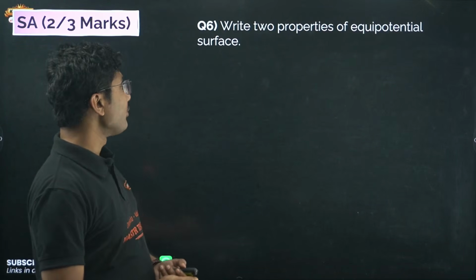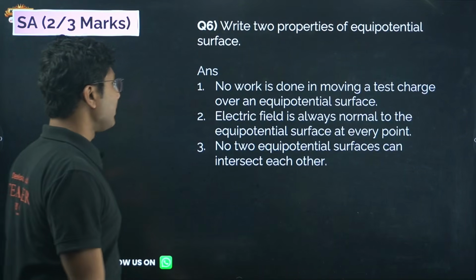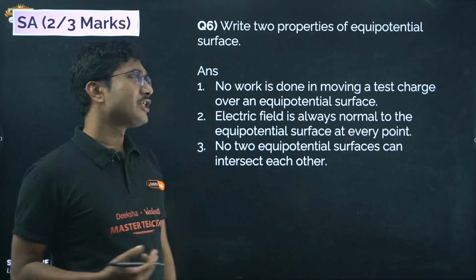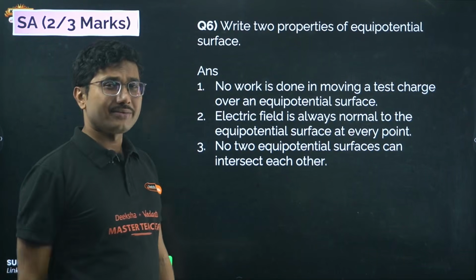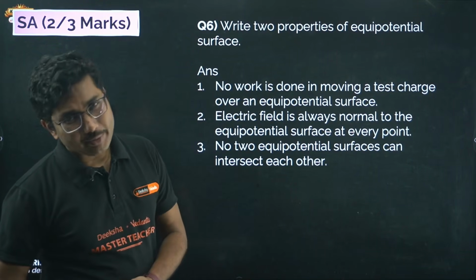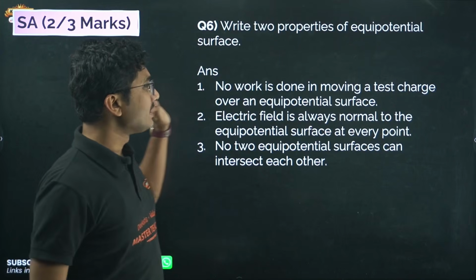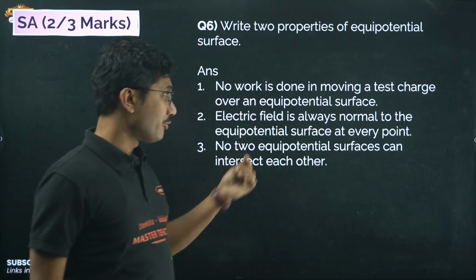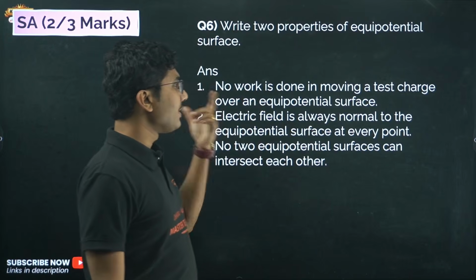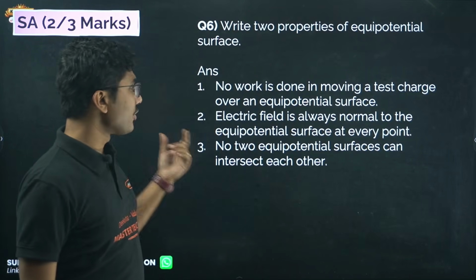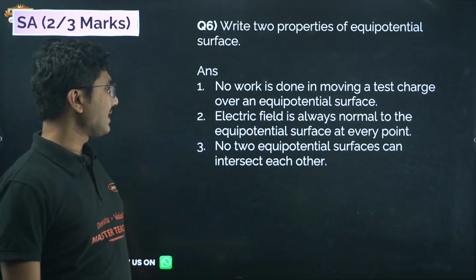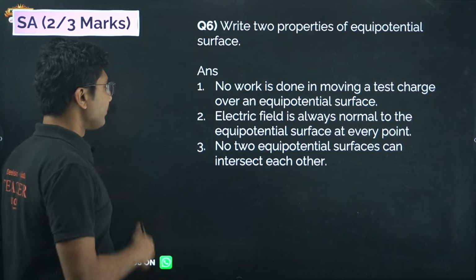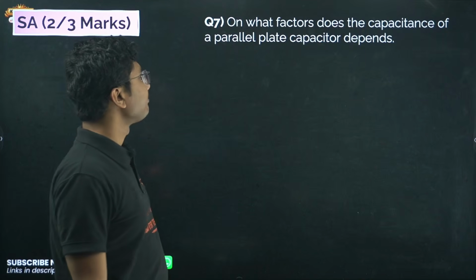Write two properties of equipotential surfaces. Again, 2 mark, 3 mark, both are possible. I am mentioning two properties as it is given in one of your model papers, but it can be a 3 marker question as well, writing 3 properties. No work is done moving a test charge over an equipotential surface. Electric field is always normal to the equipotential surface at every point. No two equipotential surfaces can intersect each other. So these are the 3 very common properties.